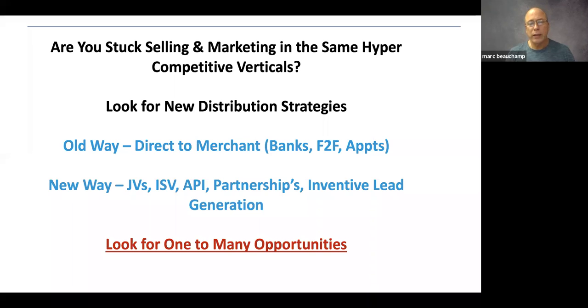The new way, the way that I look at it today, is through distribution channels, right? It could be joint venture partnerships. I do quite a few joint ventures with people where I'll put up the money, or I'll invest in them, or I'll provide some infrastructure for them, and they are going out and being the distribution arm of the company. ISVs, we hear a lot about this, software integrators, building into APIs. That's an area that I'm excited about. Strategic partnerships that you can put together, or inventive ways to find prospects, inventive lead generation strategies.